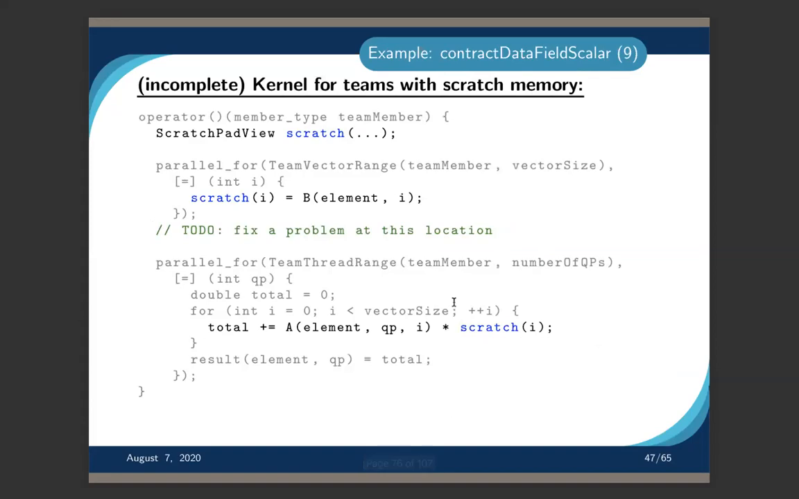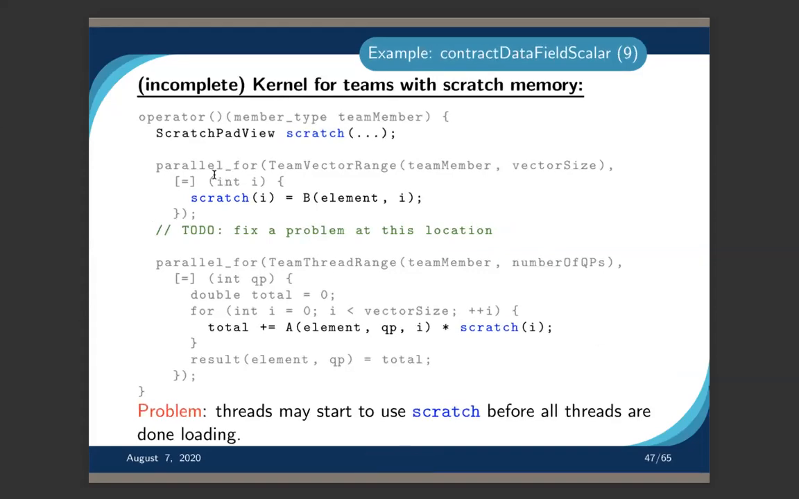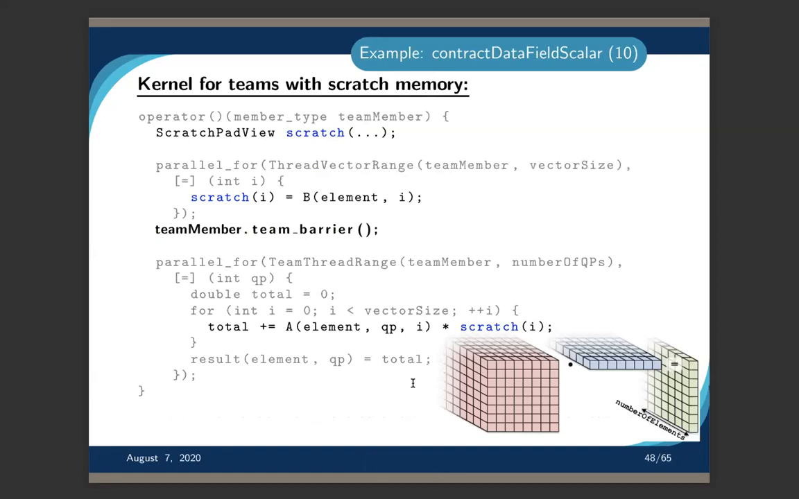Great. Now, there's still one thing missing here. One thing I said earlier is that all our loops are essentially no-wait loops, right? That means one thread might be done with its part of writing the scratch memory and start going in here, but it will loop over the entire array. And so it might access elements which aren't actually written to yet. So what we need to do is wait here to make sure that all the elements are written before we go on. And that's what the team barrier is for.